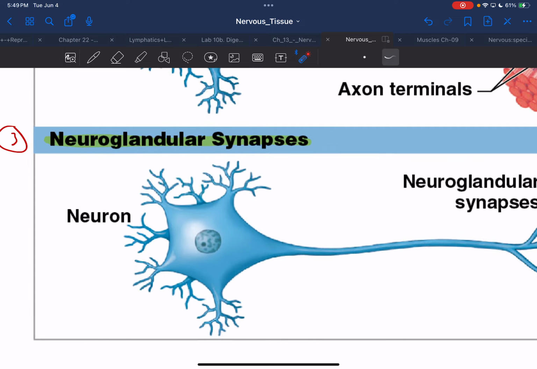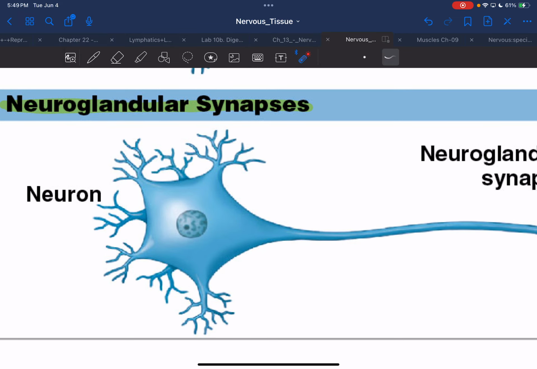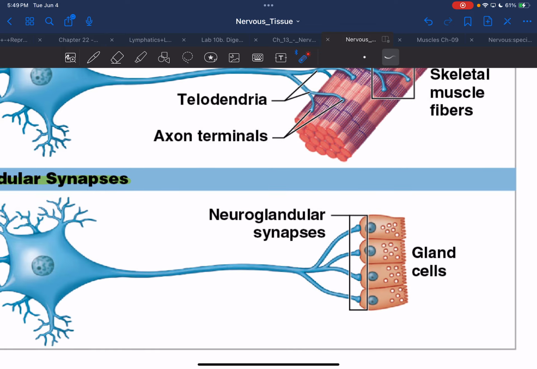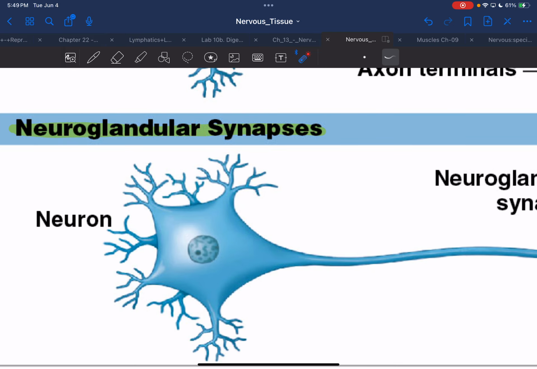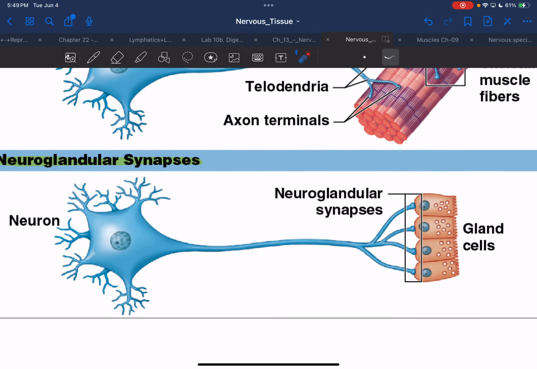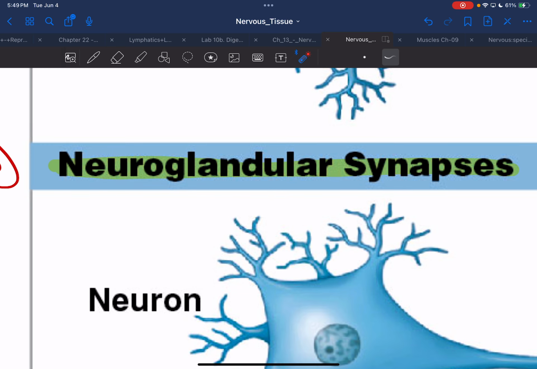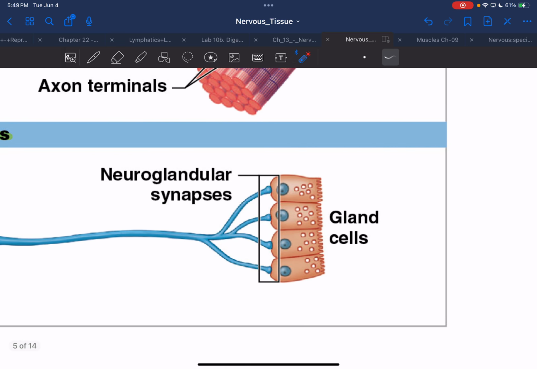And then lastly, we have neuroglandular. These are going to be neurons that are connected to glands. Your glands are under the control of your brain in the autonomic nervous system. And so they tell the glands when to secrete. And that's what this word means: neuron connected to a gland.